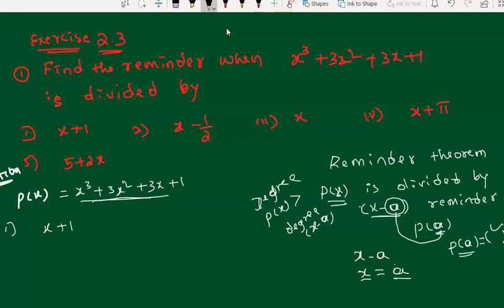The same thing here: our p of x is this one, and x minus a is the linear polynomial. Here we have x plus 1. First we have to find the value of a. So x is equal to, if we send plus 1 to the other side, it becomes minus 1. Now it is exactly in the form x is equal to a, so a is minus 1. Now let's put this value in this polynomial, and you will get the remainder.